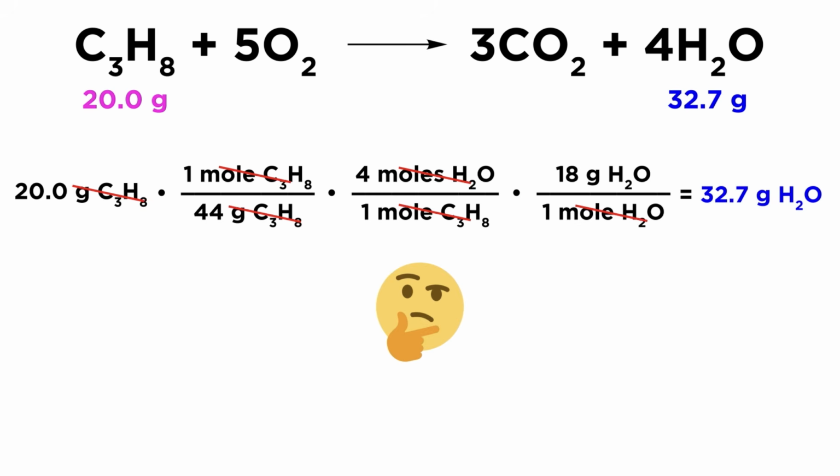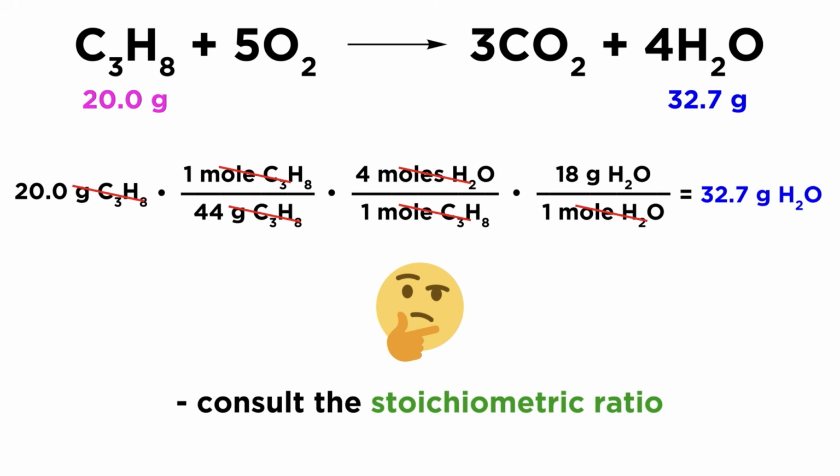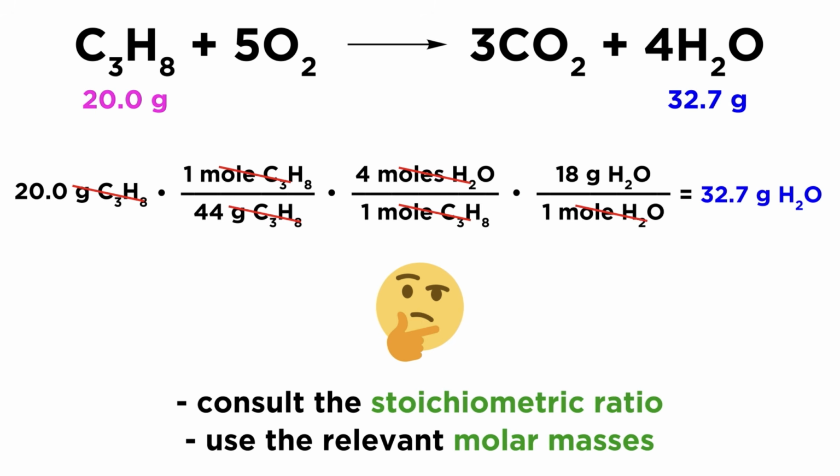This is the basic approach that we can use to perform any stoichiometric calculation we need, whether comparing reactants, products, or one of each. We simply consult the stoichiometric ratios inherent in the coefficients of the balanced equation, and then use the relevant molar masses.